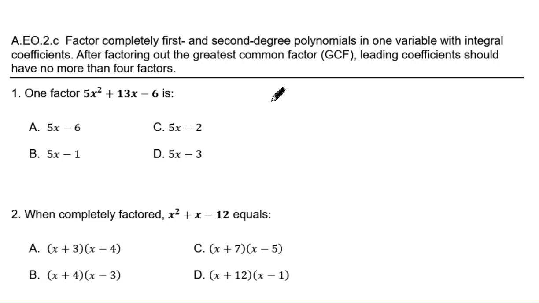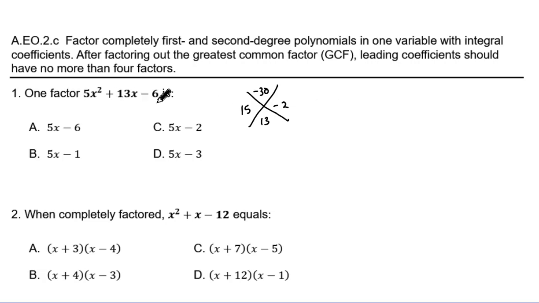So I need to start by finding two numbers that multiply together to give me a times c, meaning I first do 5 times negative 6, which is negative 30, and then they have to add up to positive 13. I believe that's going to be 15 times negative 2. 15 times negative 2 is negative 30, and 15 minus 2 is 13.